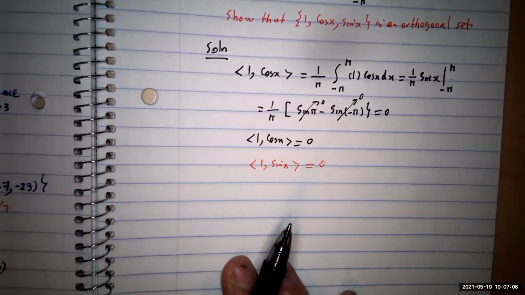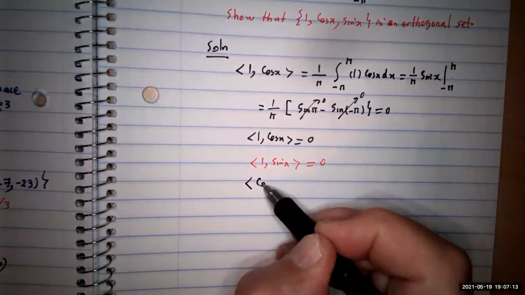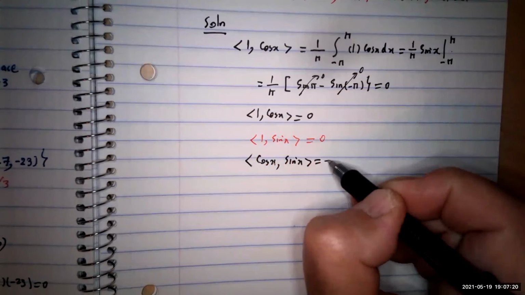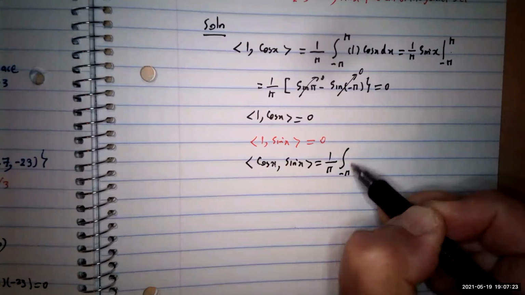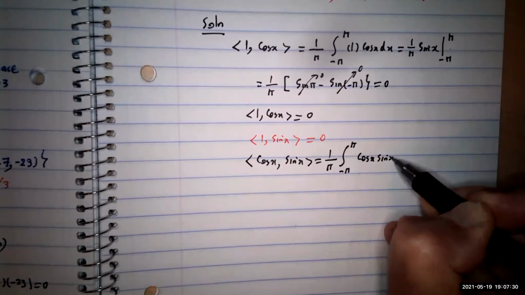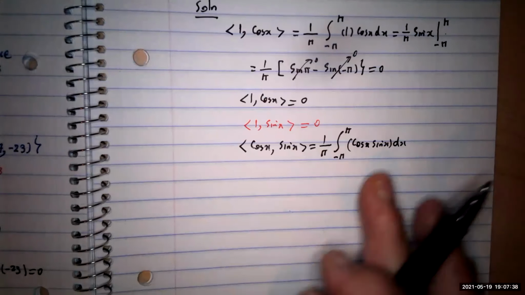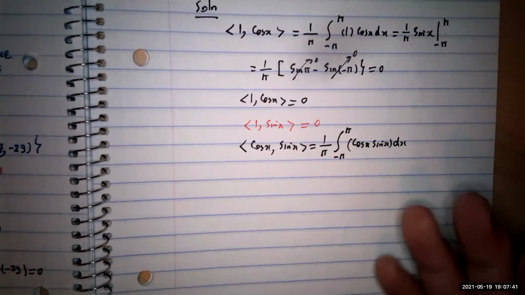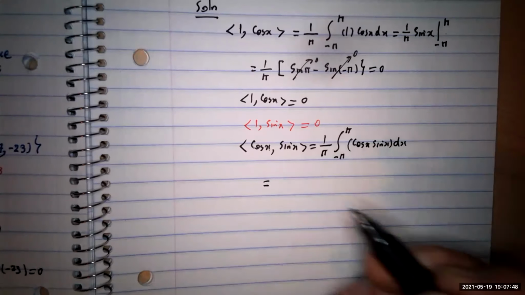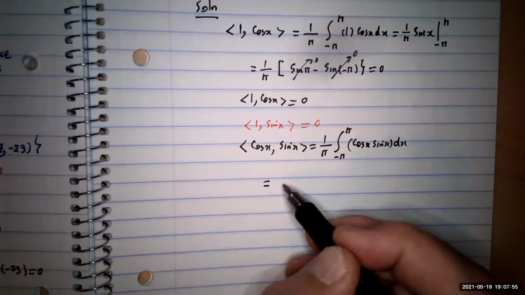Okay, the other one takes a little bit more to prove: cosine x and sine x. So the inner product is going to be 1 over pi, integral from negative pi to pi, the product cosine of x times sine of x, dx. You can integrate this one with a u substitution if you like, or just change it to the double angle. It's the same thing.